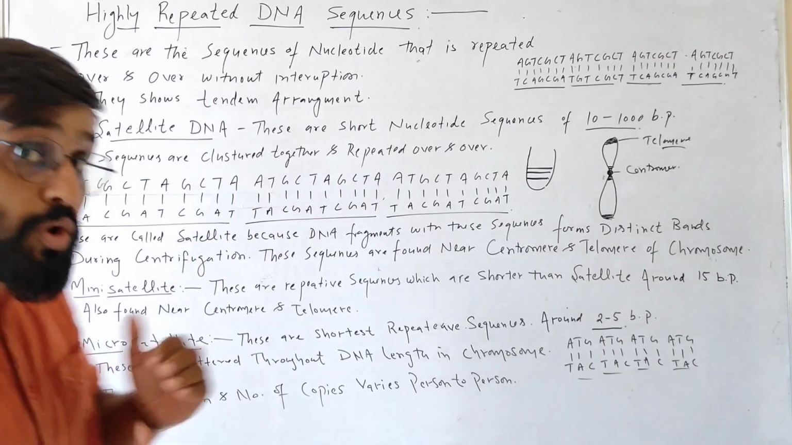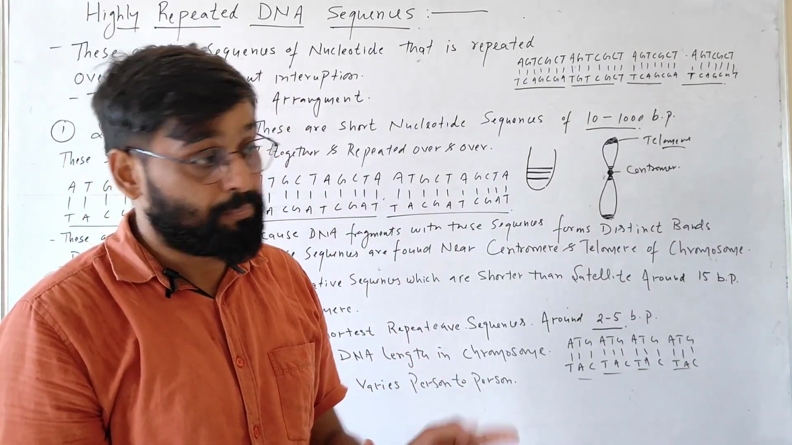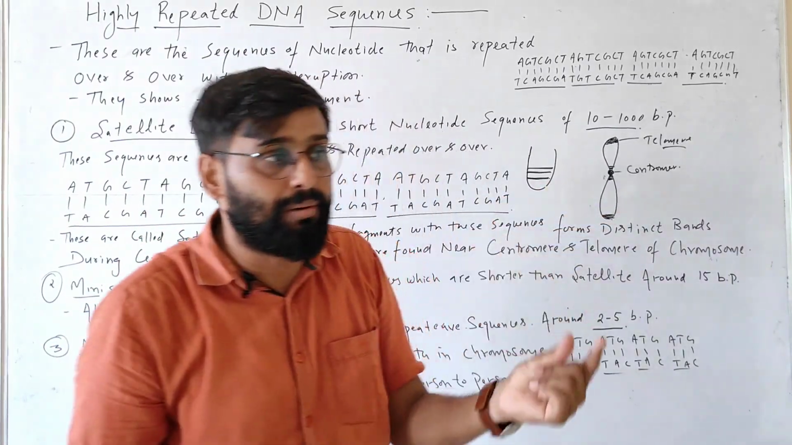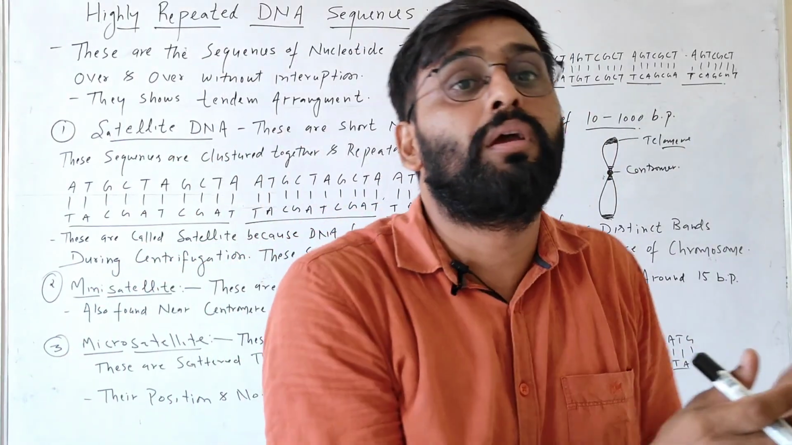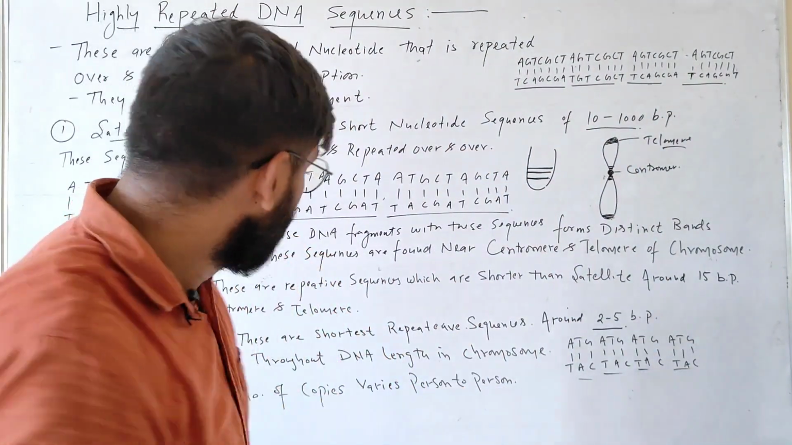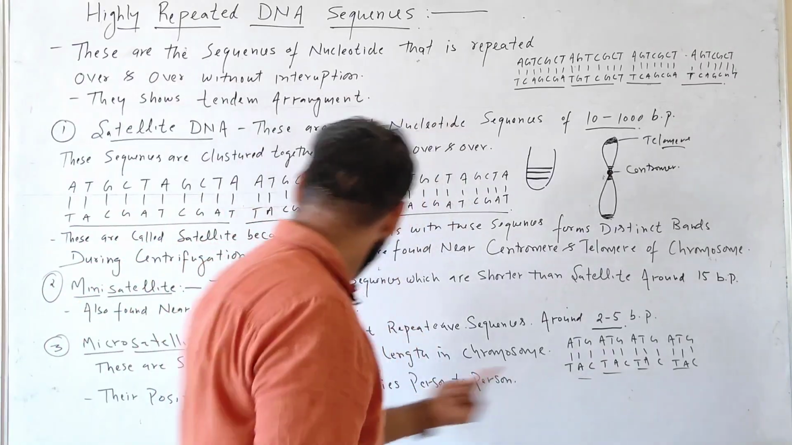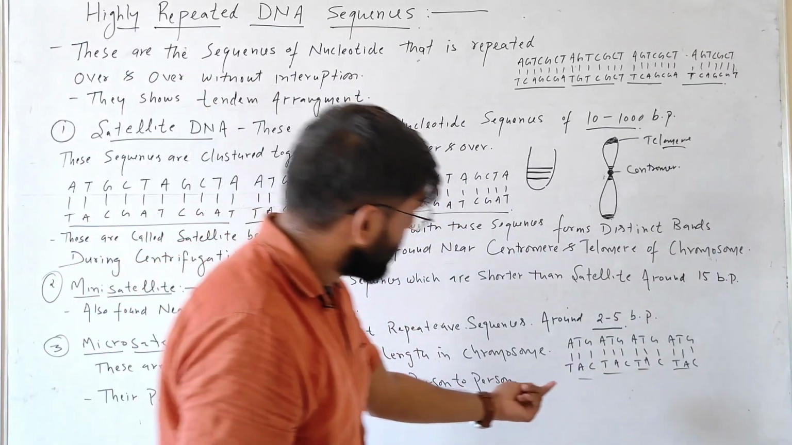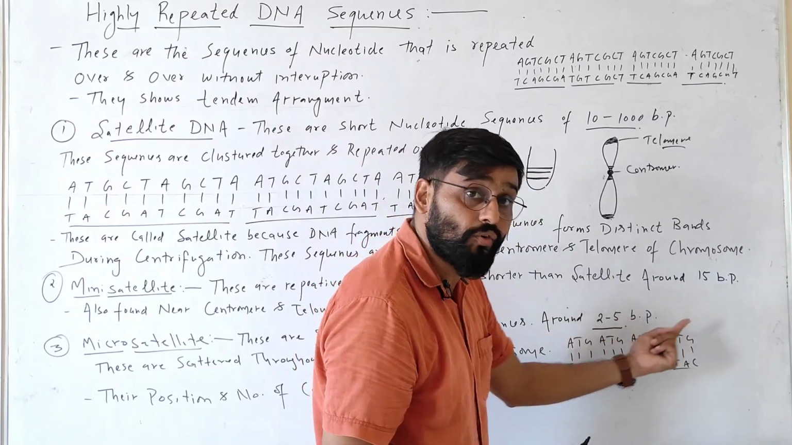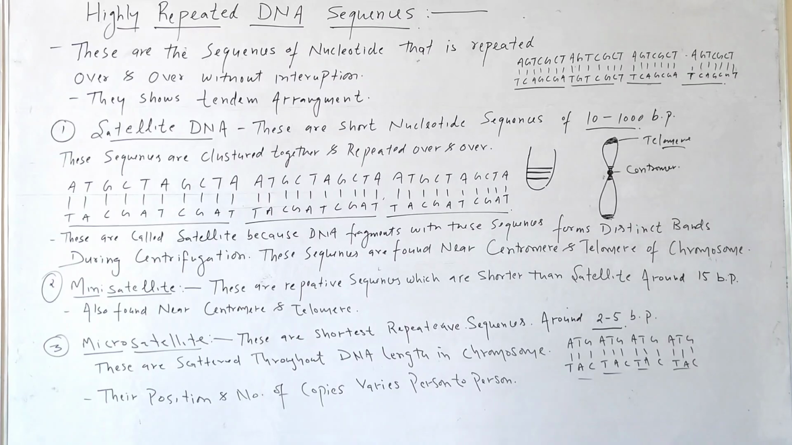Their position and number of copies vary from person to person. Position means where they are present on a chromosome, and their number. In some persons, their number may be 500, in another it may be some other number. So it varies from person to person. So this is an example of microsatellite. Here we have three nucleotides A, T, G, and it is repeated over and over in tandem. So these are highly repeated DNA sequences.